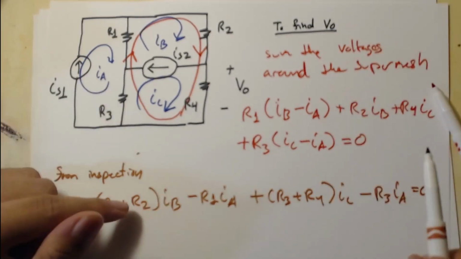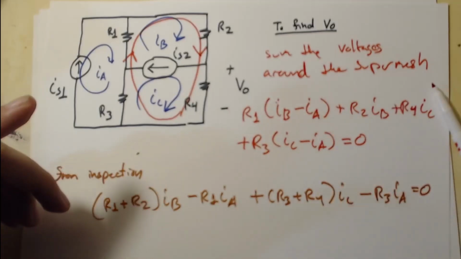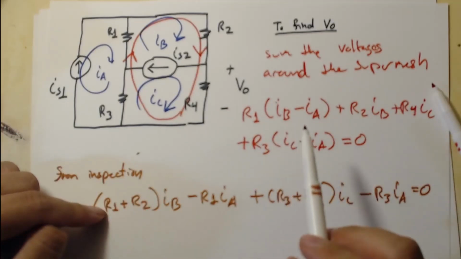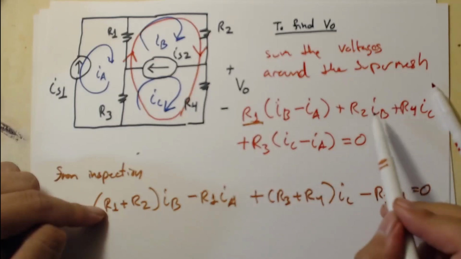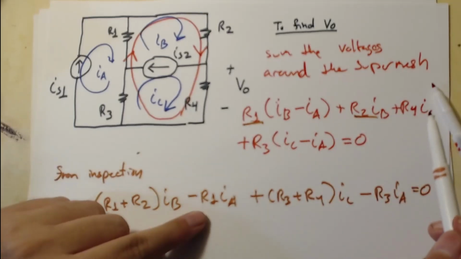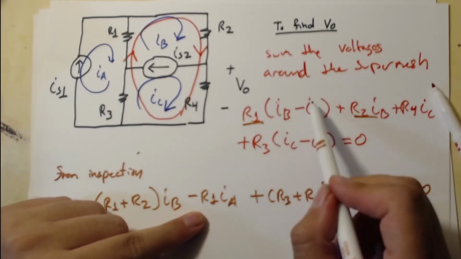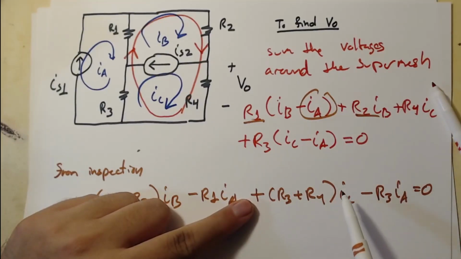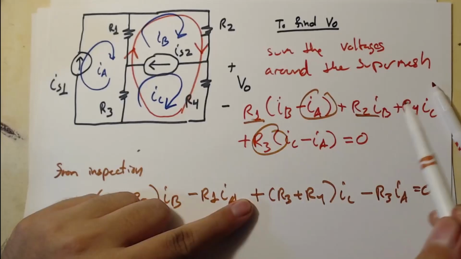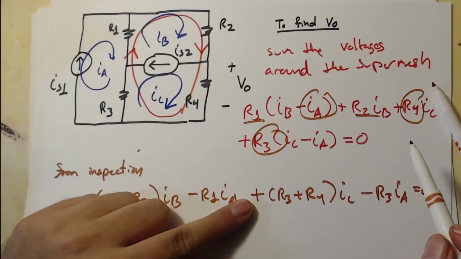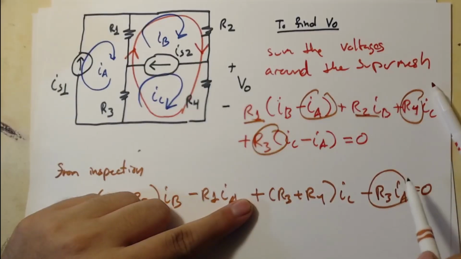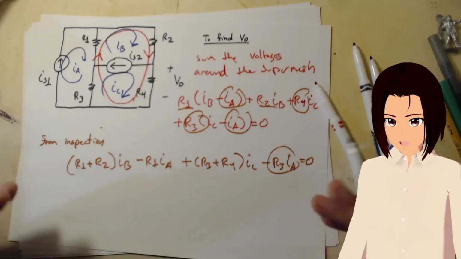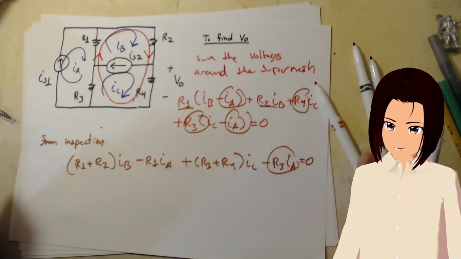And that's it. These are the same equations. R1 and R2 times IB. You have your R1 right there, R2 right there, minus R1 times IA. There you go. R3 plus R4 is times IC. R3 right there, R4 right there, R3 times IA is right there. So writing from inspection still works with super meshes.